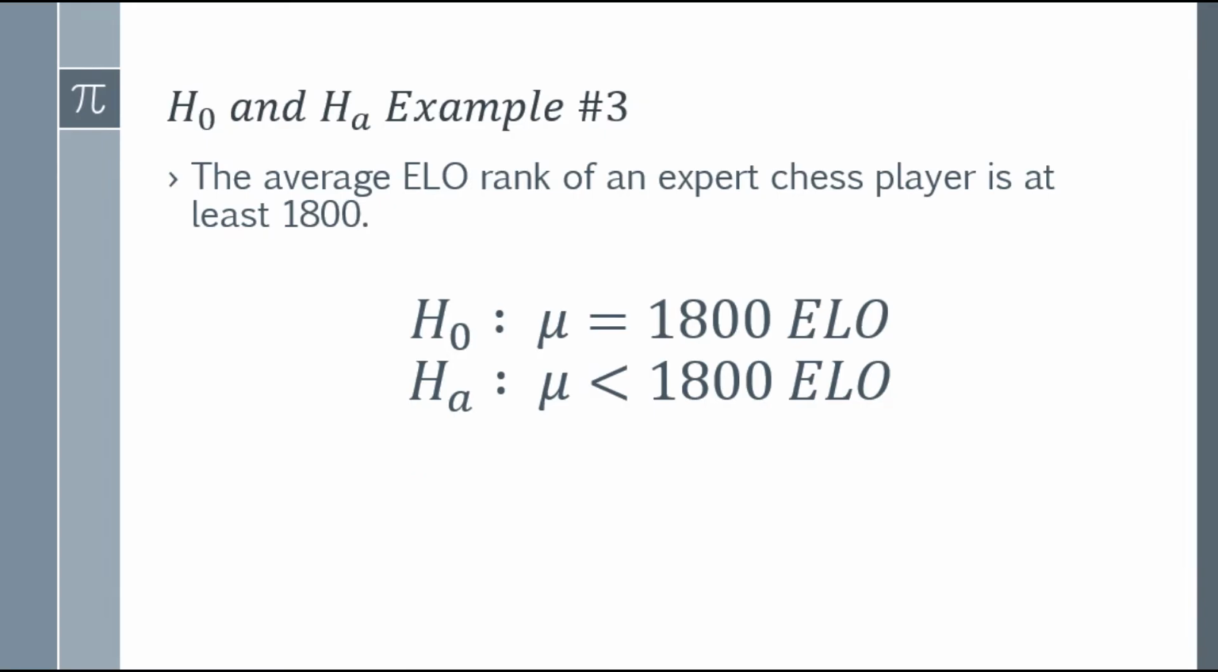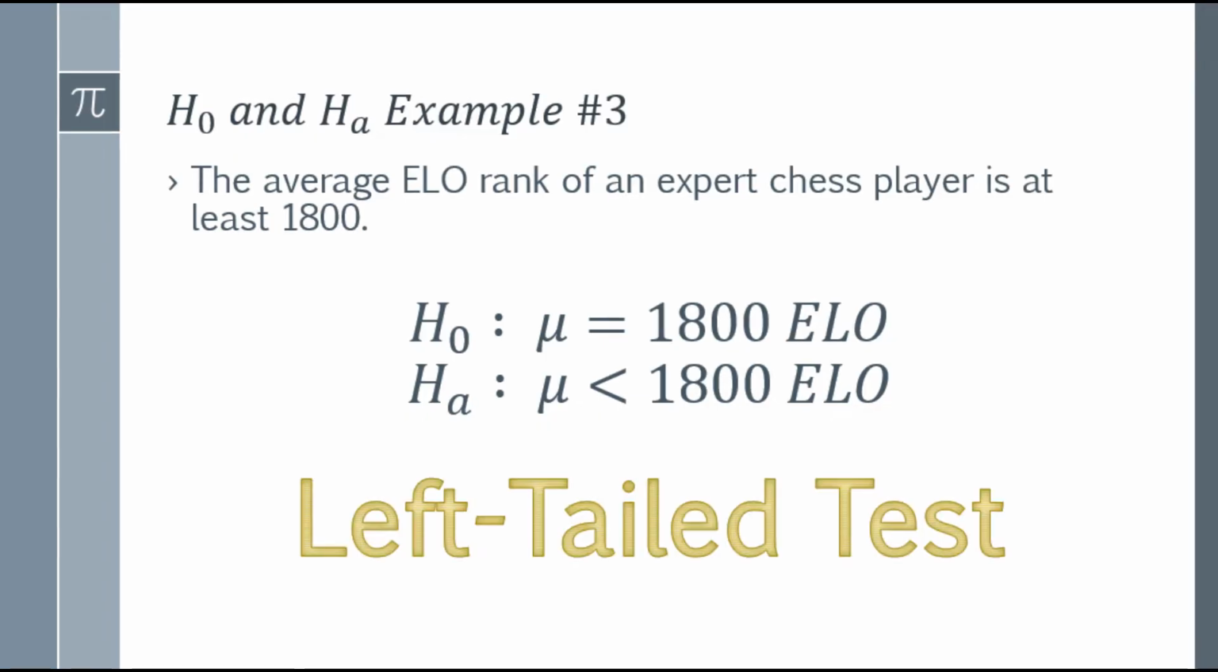Example number 3. The average ELO rank of an expert chess player is at least 1800. So, ang H0 natin, ang mean is equal to 1800 ELO. At ang HA will be mean is less than 1800. So, dahil equal and less than, that will be a left-tailed test. So, malalaman natin mamaya bakit kailangan natin malaman kung two-tailed test, left-tailed, or right-tailed. Sa problem solving, madidiscover nyo bakit.